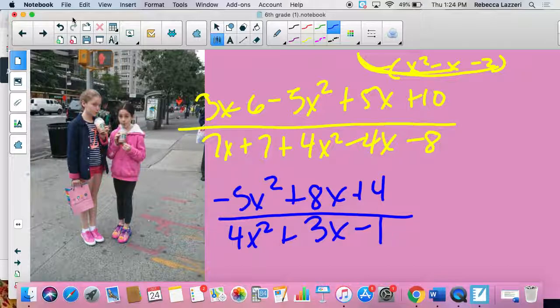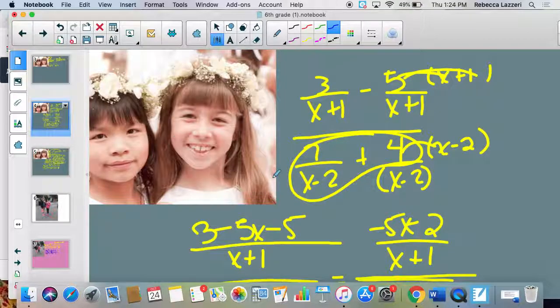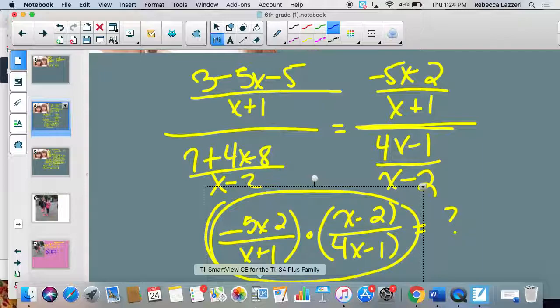However, I want to go back to that first slide that was so ugly, where I had all of this work going on right here. I ended up with this.